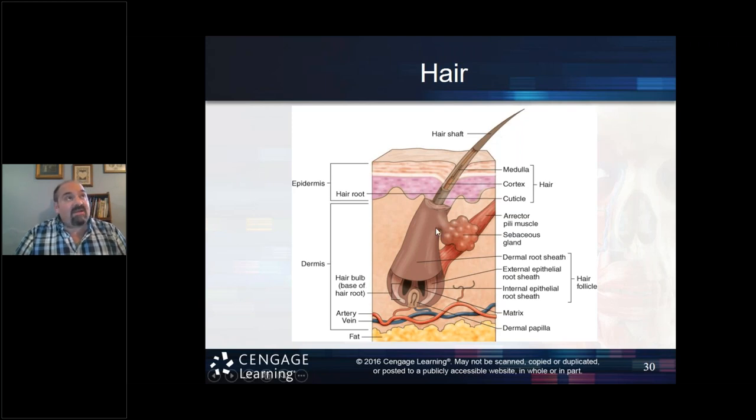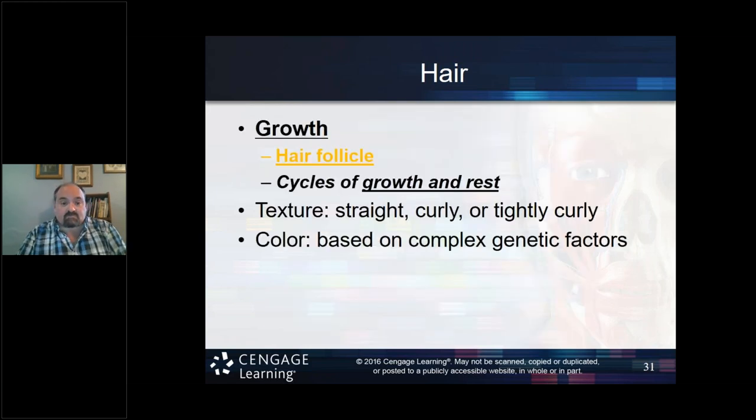So again, we're not feeding hair by using lotions or conditioners or shampoos. No, we're feeding hair by taking nutrients into our body, or actually taking in vitamins. Hair growth takes place at the follicle, deep within the tissue. There are cycles of growth and rest, important that you know that. Genetics can control whether hair is straight, curly, or tightly curly. It all depends upon your genetics.